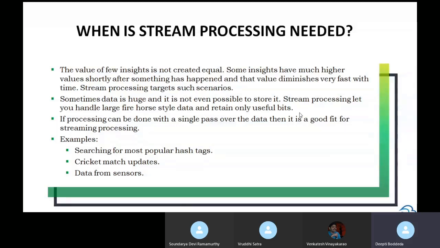And there is one more thing. If the data is very huge and it is not even possible to store it, you can use stream processing to retain only the useful bits and discard the remaining unuseful ones. And if the processing can be done in a single pass over the data, then stream processing is a good fit for it.